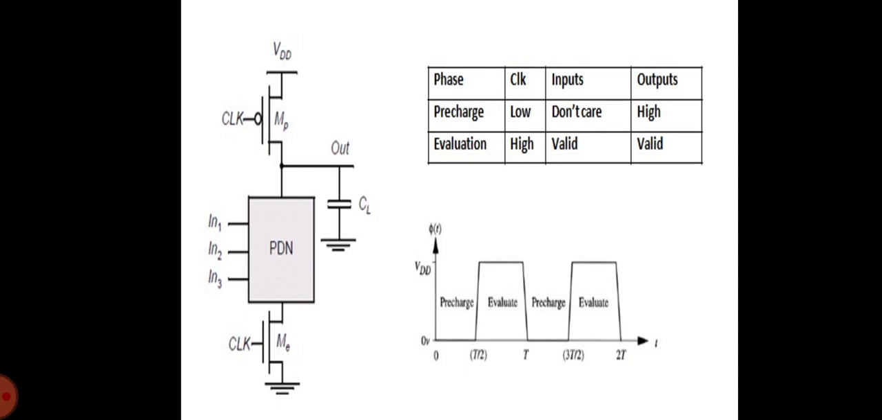It only consumes dynamic power. Ideally, no static current path ever exists between VDD and ground. The overall dissipation, however, can be significantly higher compared with the static logic gate.